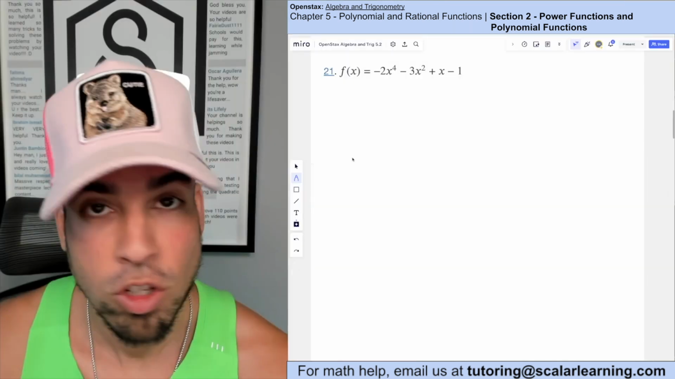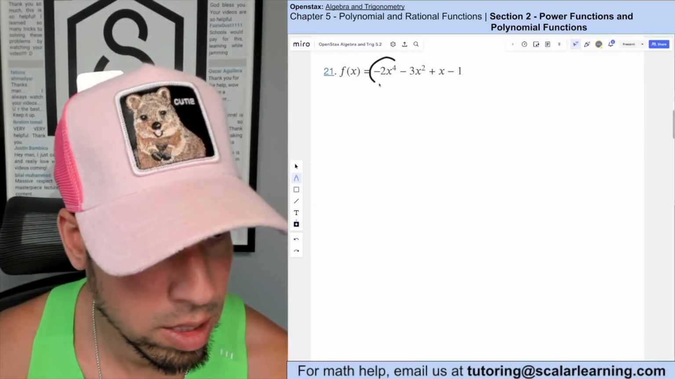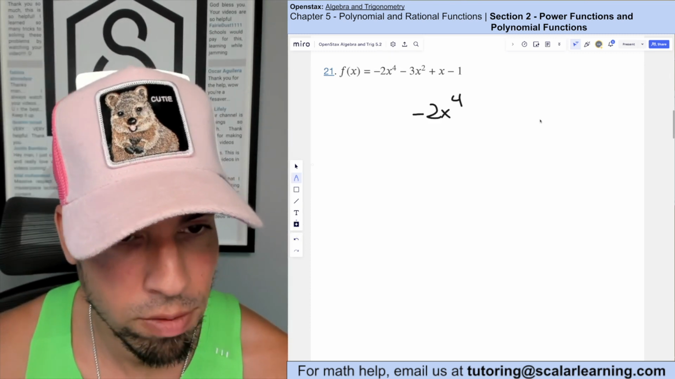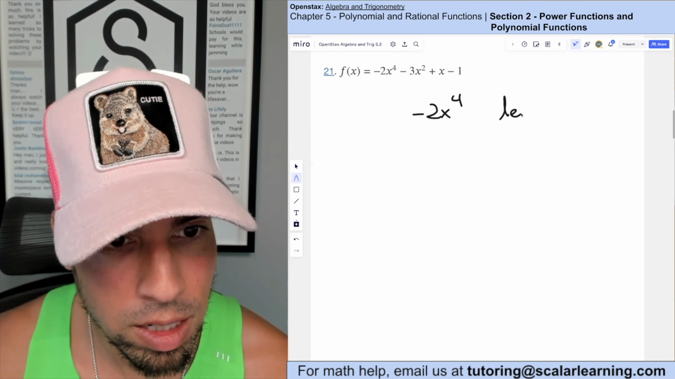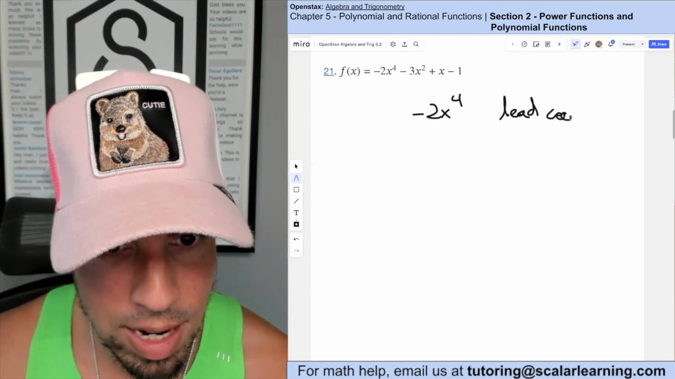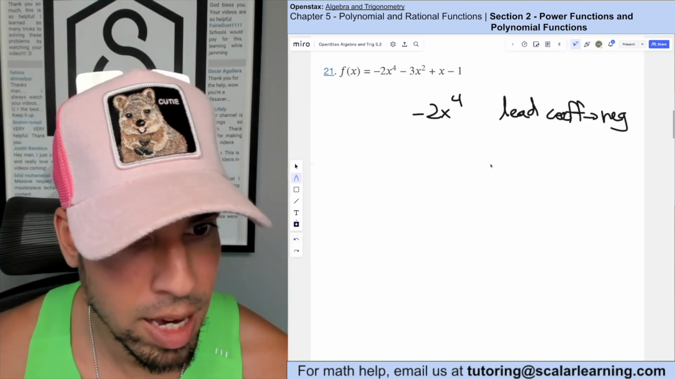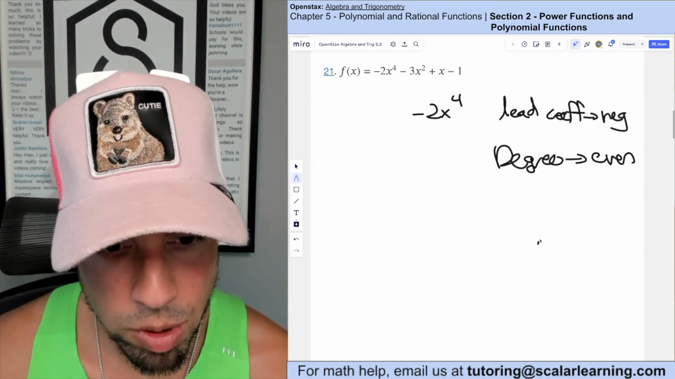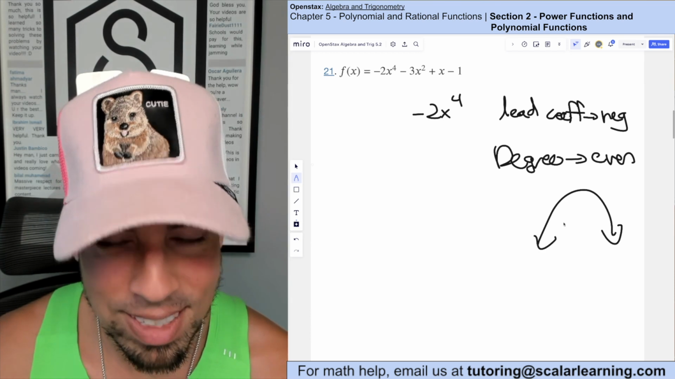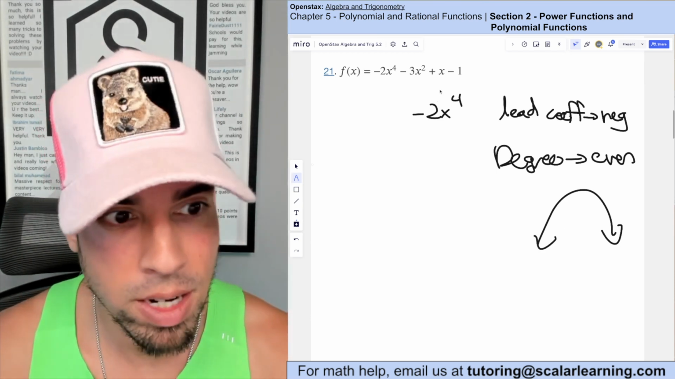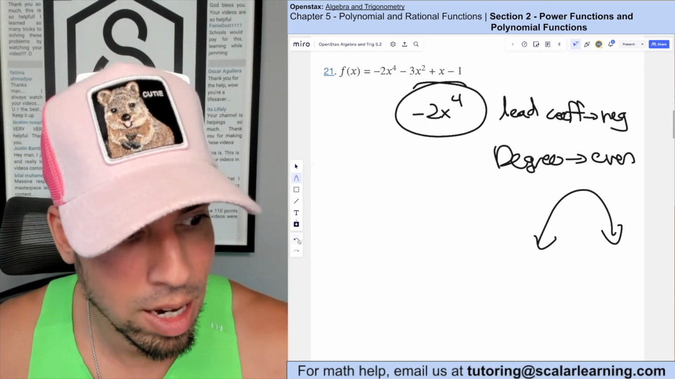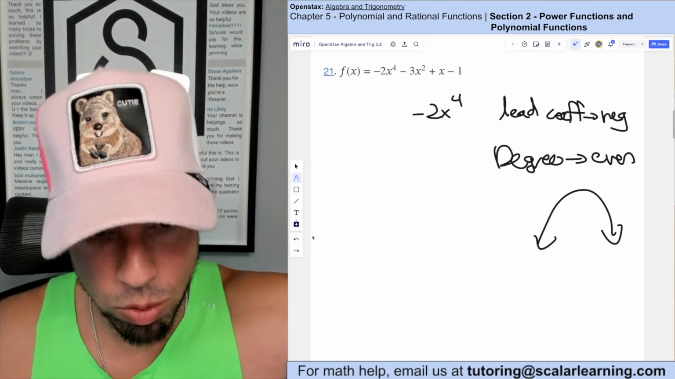Boom, done. So for this function, all we're doing is we're looking at the leading term of this polynomial, which is negative 2x to the fourth, which means we have a leading coefficient that is negative, and we have a degree that is even. So when you have a leading coefficient that's negative and an even degree, we're talking end behavior that is down. Again, you can verify this by plugging in 10, 100, 1,000. You see we get really negative numbers, like big negative numbers, if you will.